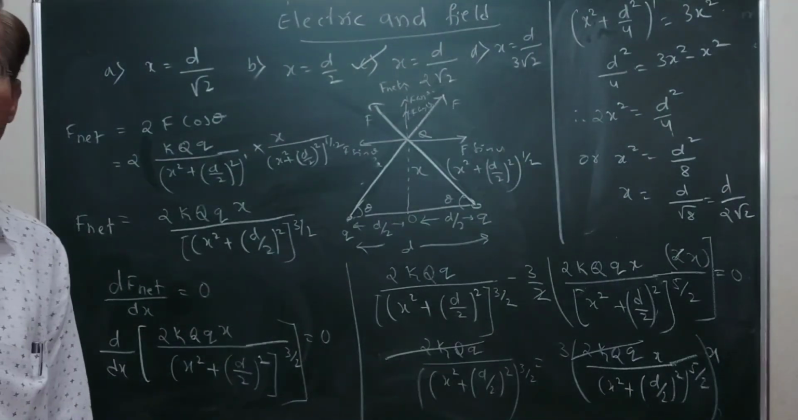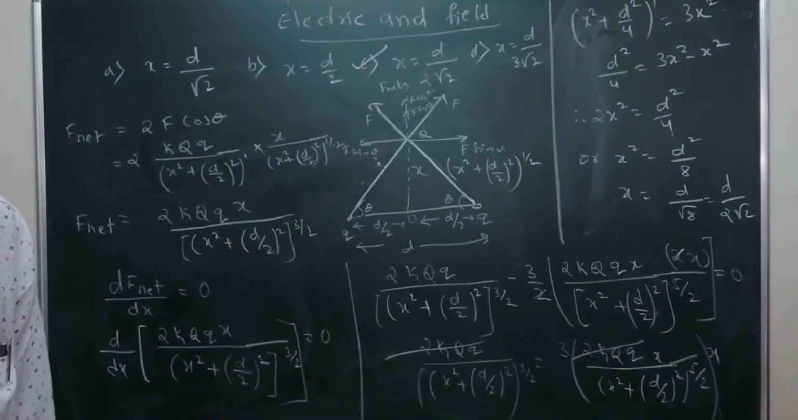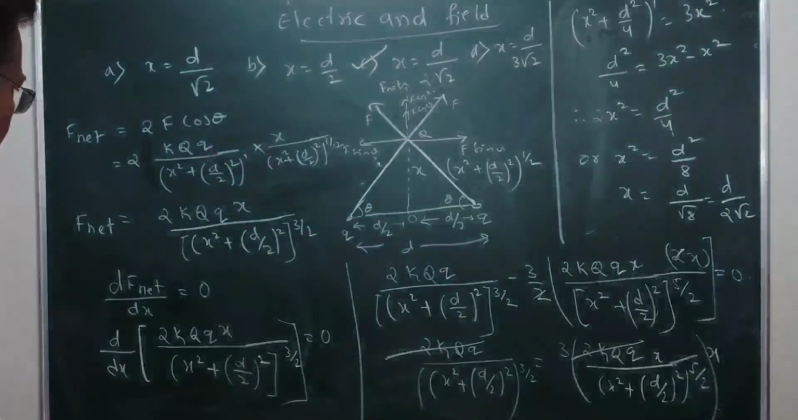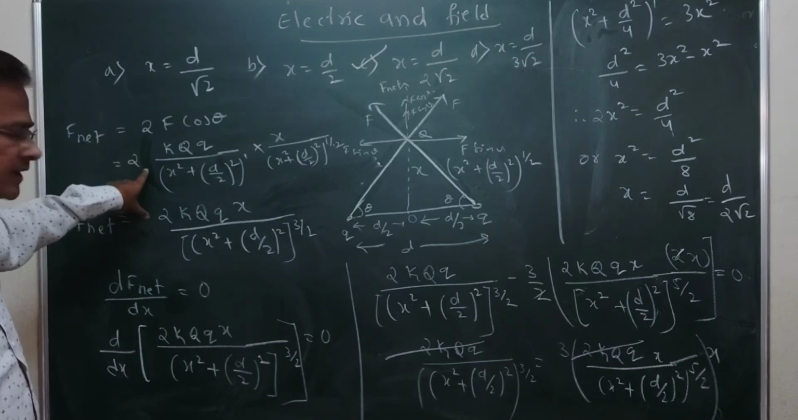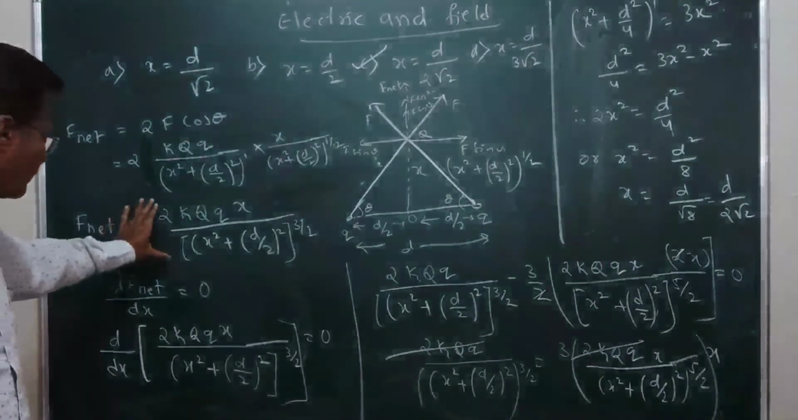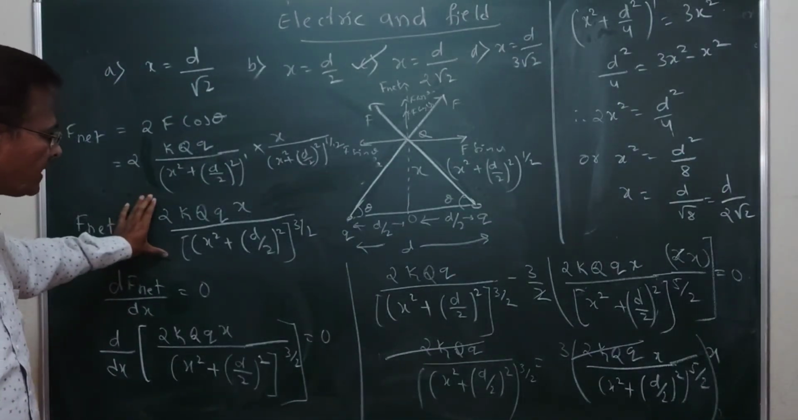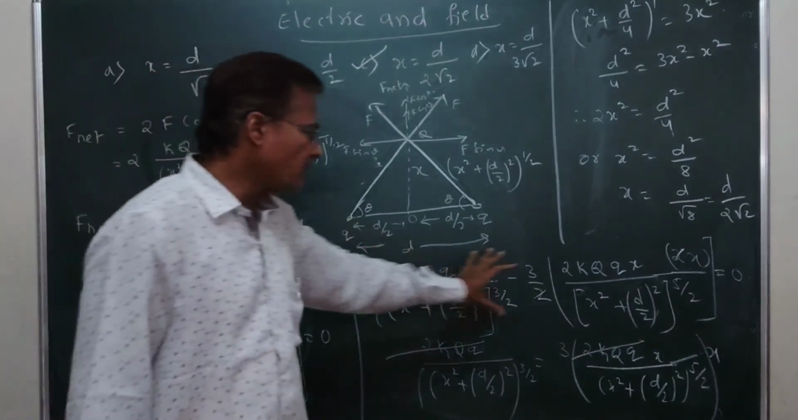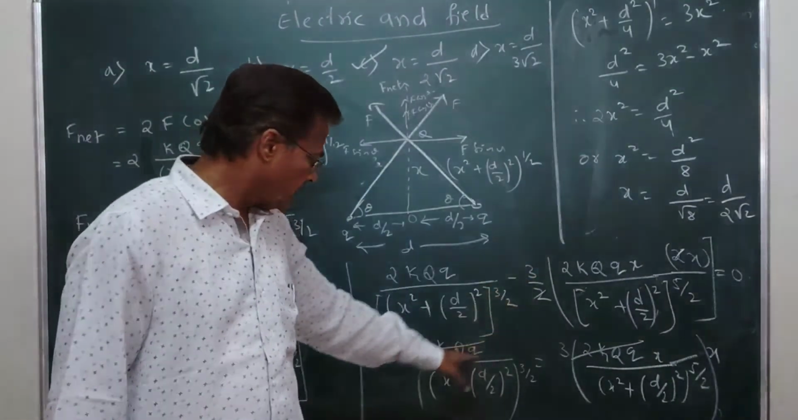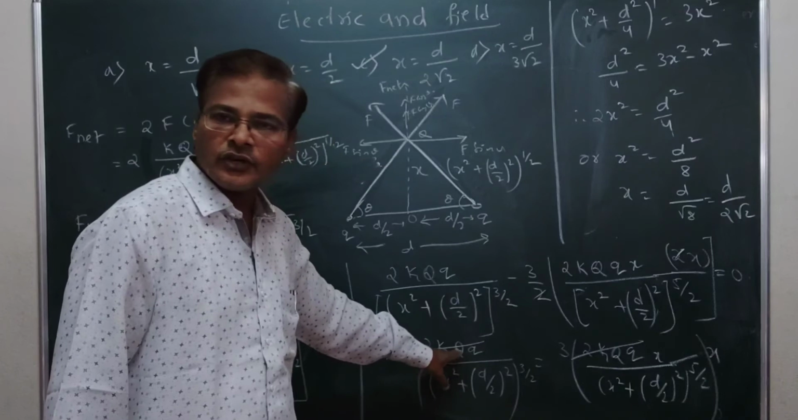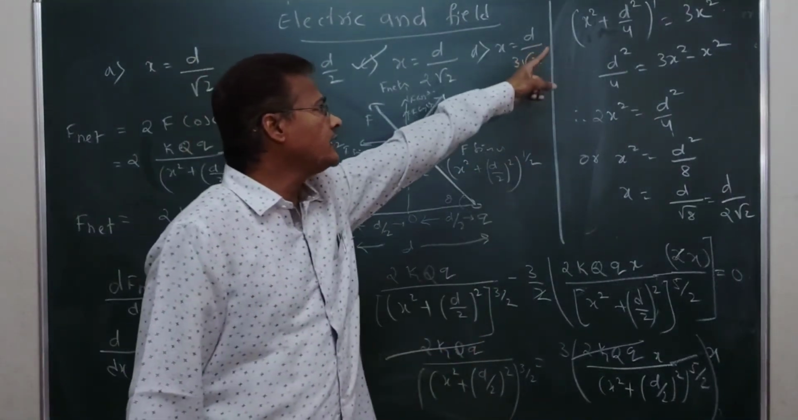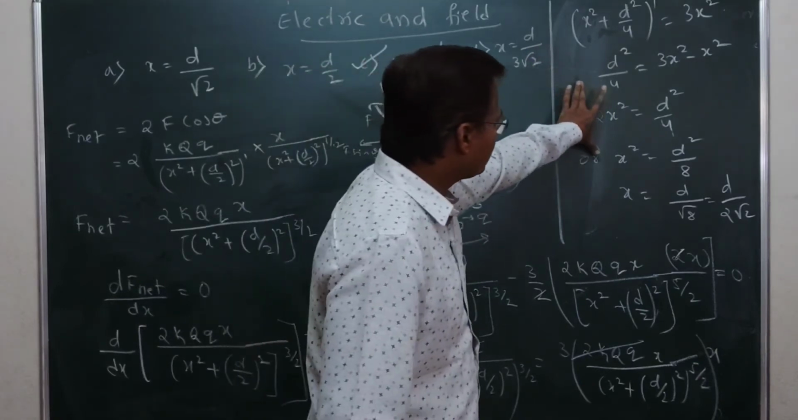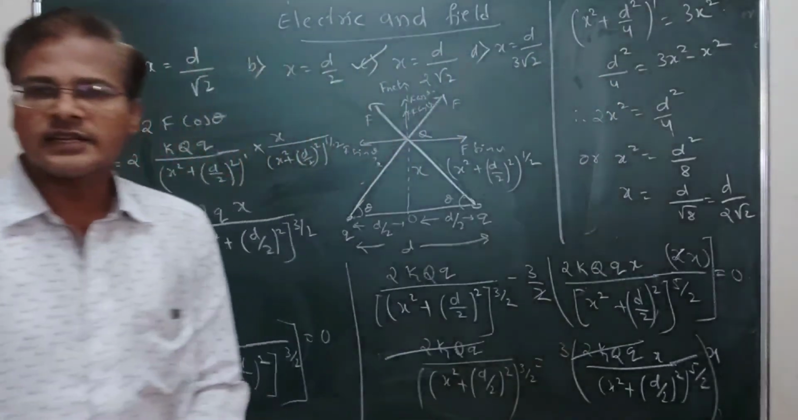Those who are expert in differentiation don't need to write down this step. Write this directly and differentiate, and you will get this type of answer. I have done this just for your understanding. Cancel, and then this will go. So if you skip two or three steps, you directly get the answer.